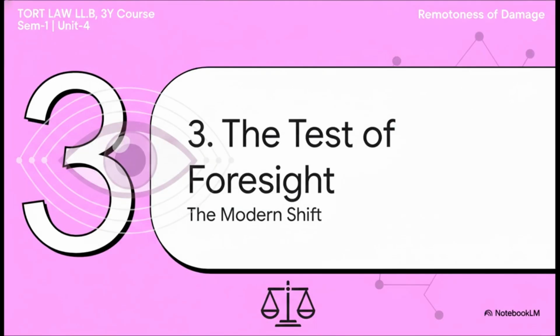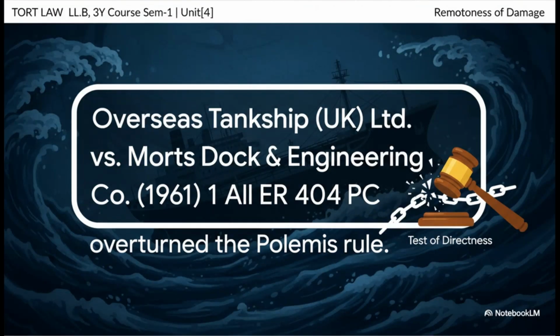The strictness of the Polemis rule eventually led the judiciary to reconsider this approach. This brings us to Section 3, the Test of Foresight, which marks a significant modern shift in the law. The pivotal case that ushered in this change is Overseas Tankship (UK) Limited versus Morts Dock and Engineering Company, cited as 1961, 1 All England Law Reports, page 404, Privy Council.